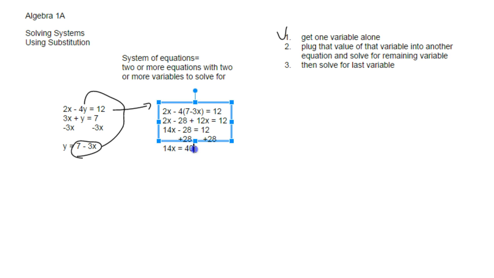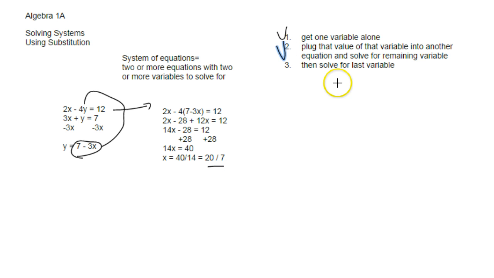Then I finish it off by dividing both sides by 14, and I get x equals 40 divided by 14, which is also the same as 20 divided by 7. We just leave it as an improper fraction, so practice leaving it as an improper fraction. The awesome thing is that I actually have a value for y. I'm sorry, a value for x.